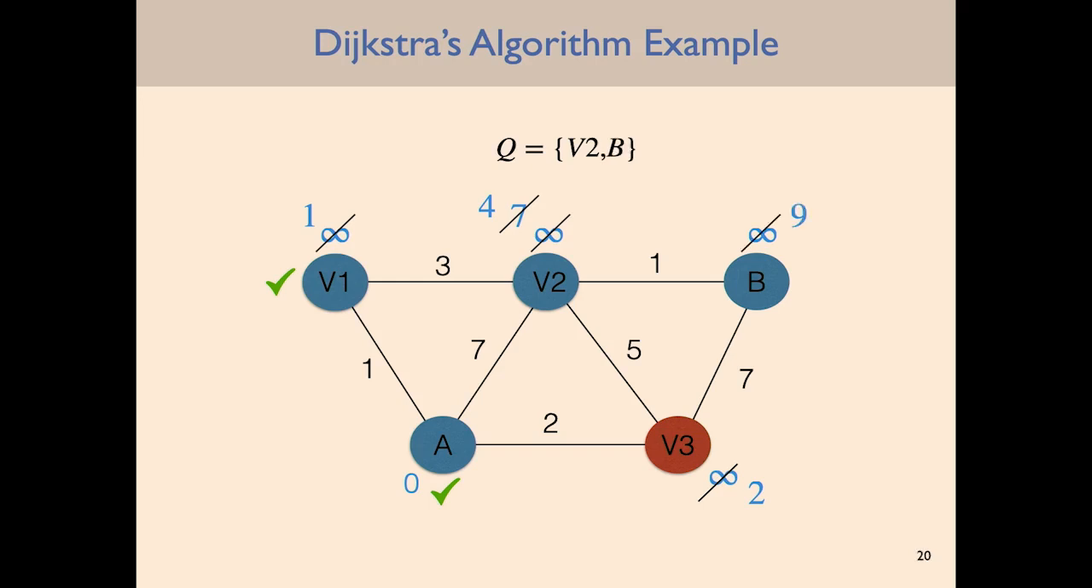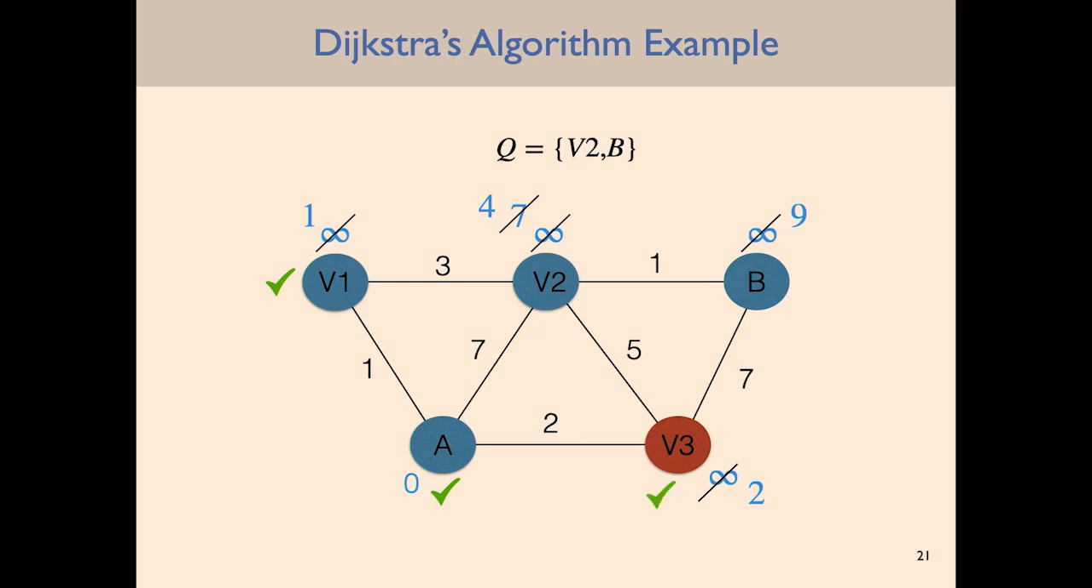Okay, so the other neighbor of V3 is B. So we do update its cost to come estimate. So 2 plus 7, which is 9, which is less than infinity. So we update that cost to come. All right, so at the end of this process, we have 2 vertices in the queue, V2 and B. Again, we take out the vertex that has the smallest estimated cost to come, which is the vertex V2, which has an estimated cost to come of 4.